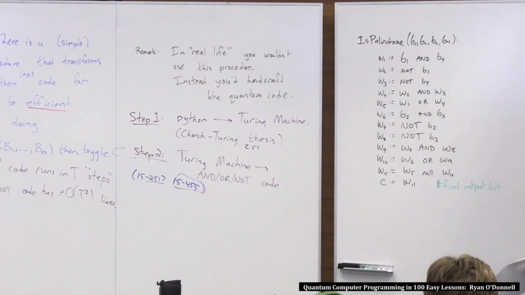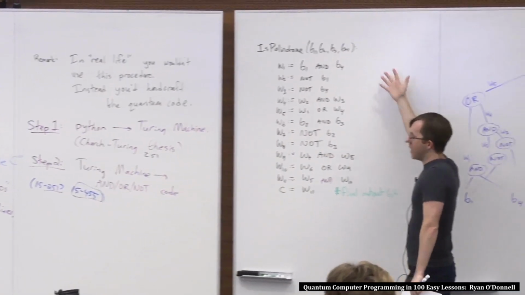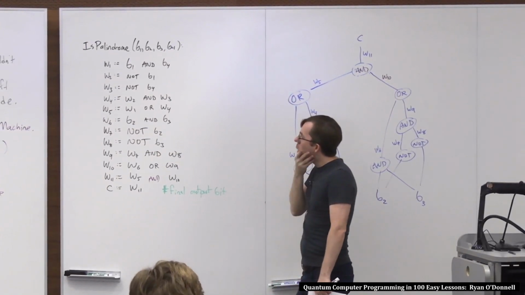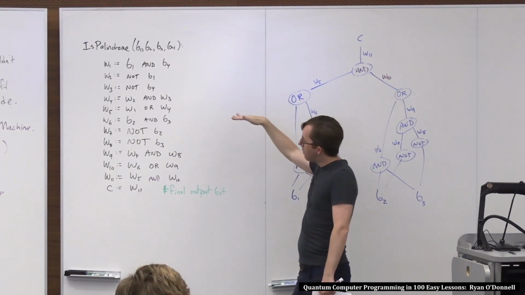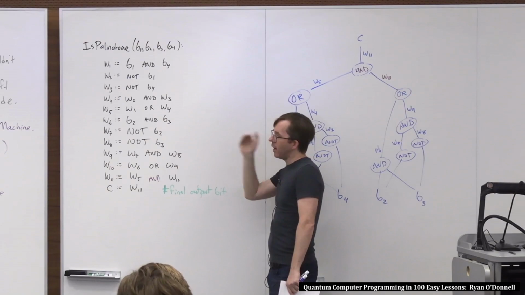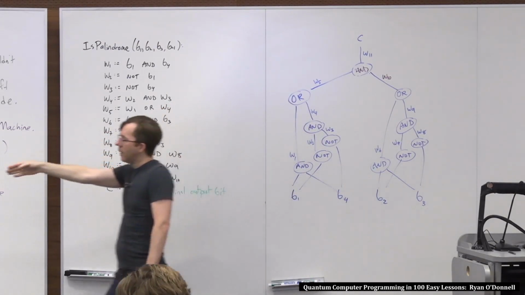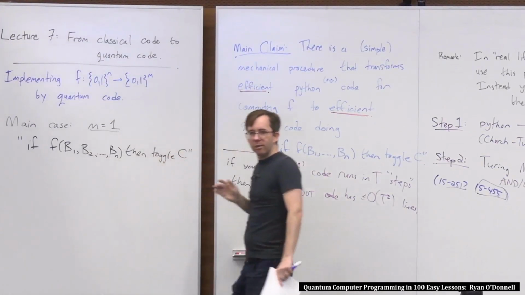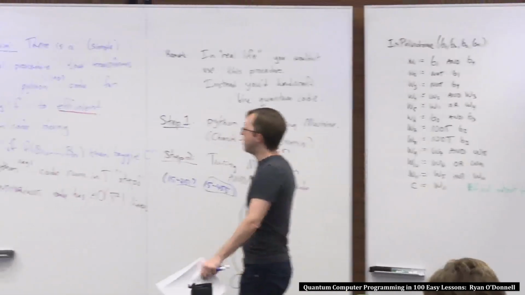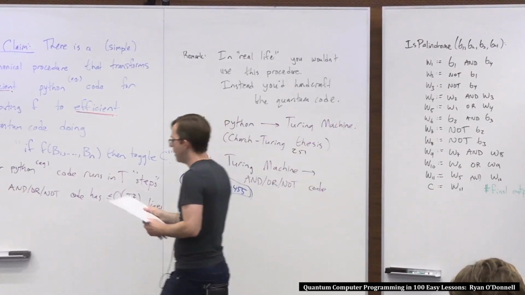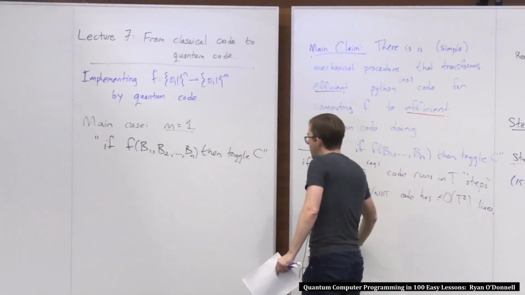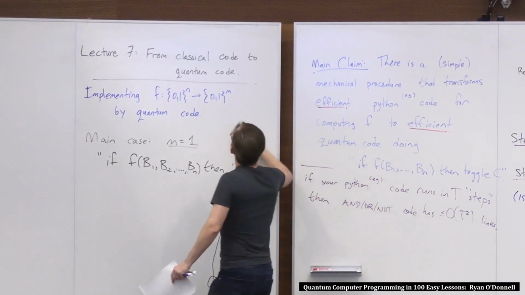Okay, good. So now we can imagine we've gotten to this, for example, and now, based on this, we want to make code that does, in this example case, if is palindrome B1, B2, B3, B4, then toggle C. We can imagine this is our goal, to make the quantum code for that. We're still going to do this in a few steps.